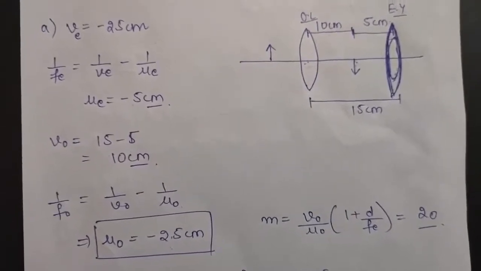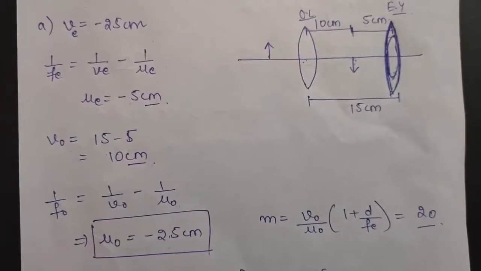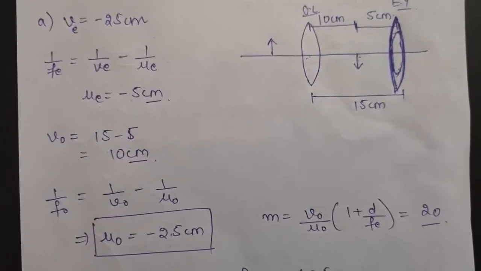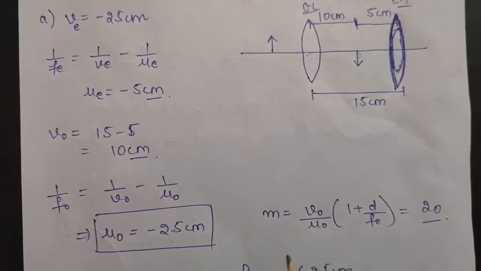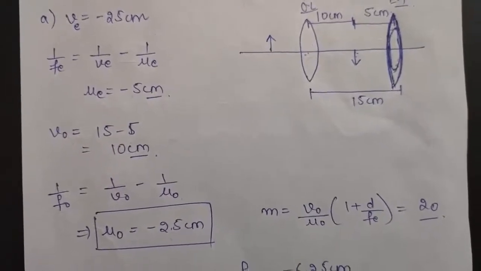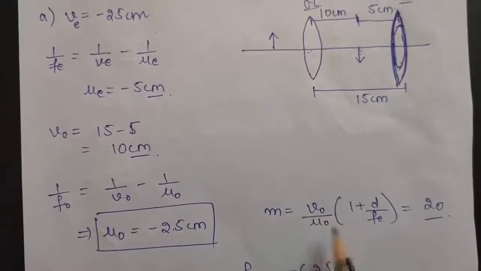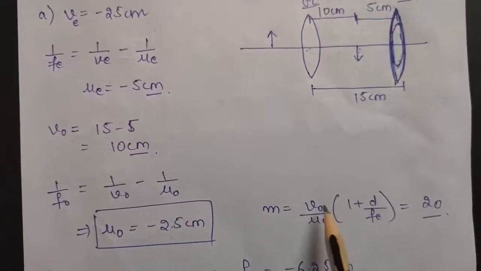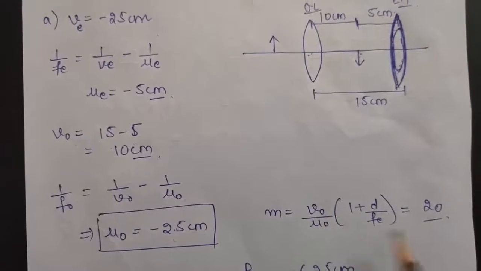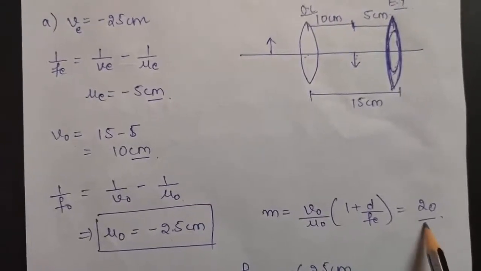Okay, now in this question you are also asked to calculate magnifying power in each case. So now as you know the formula of magnifying power of a compound microscope when the image is formed at D, that is V0 upon U0 into 1 plus D upon Fe. So you have all the factors, just put the value and you will get the answer to be 20.